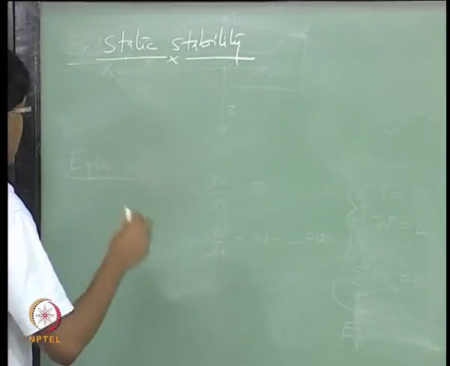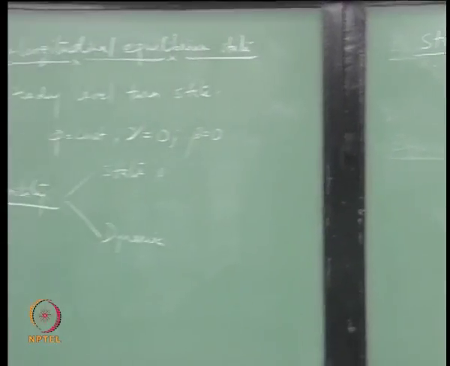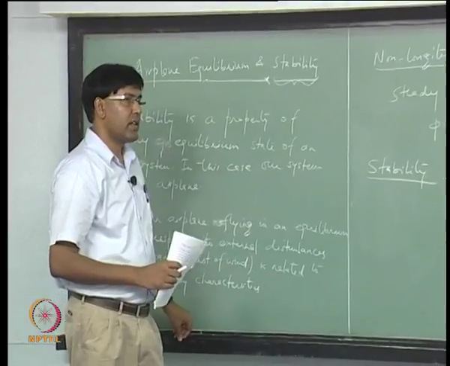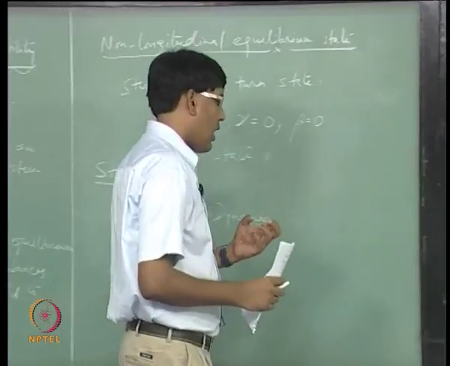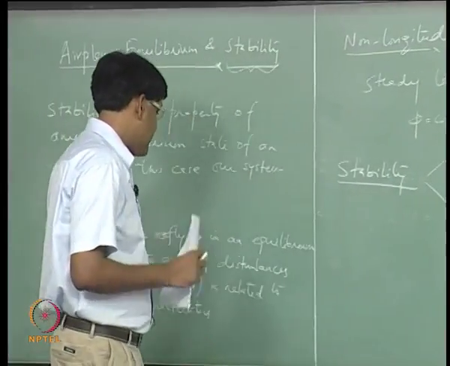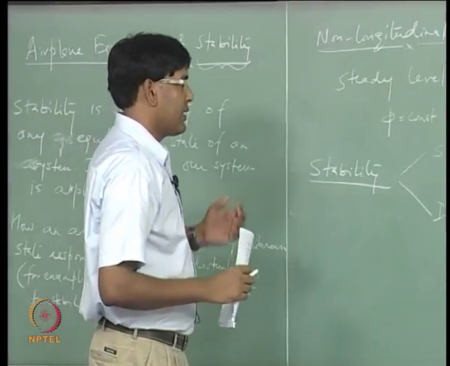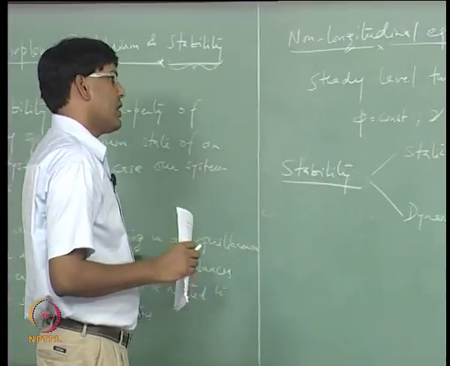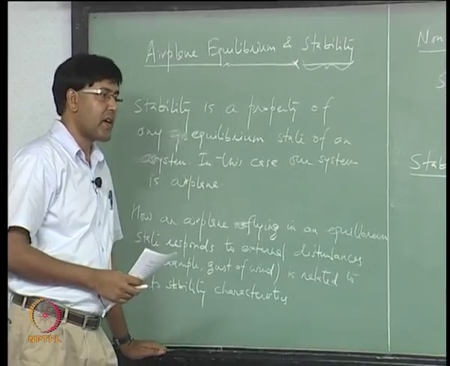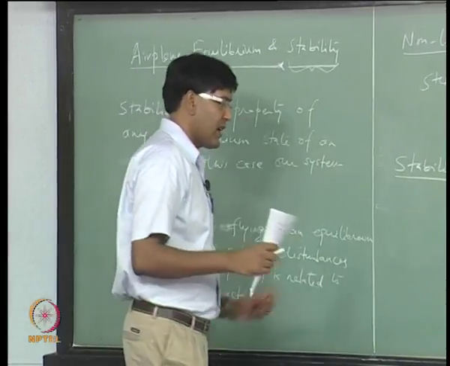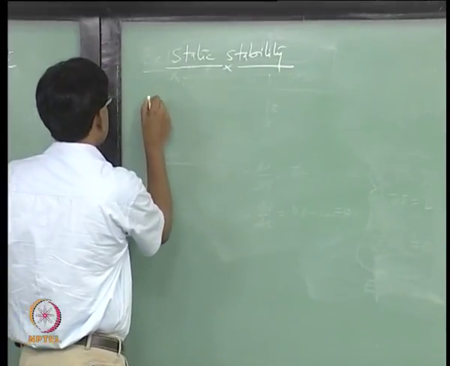So, what I said in the beginning was that stability is a property of an equilibrium state, right. So, we have to look at first an equilibrium state and see how a system, when disturbed from equilibrium state, responds to the disturbance. So, the stability refers to the system's property to come back to its original equilibrium state when it is disturbed from there.